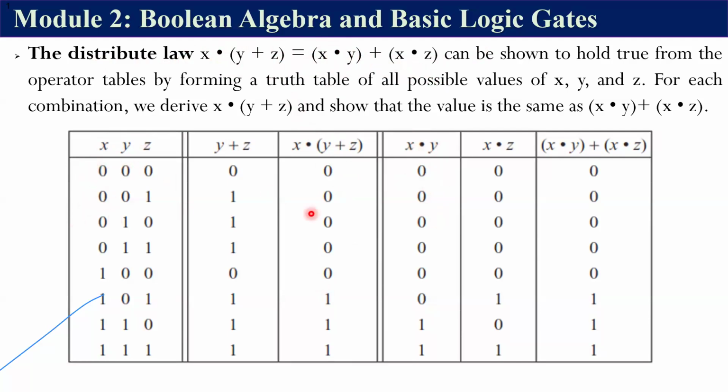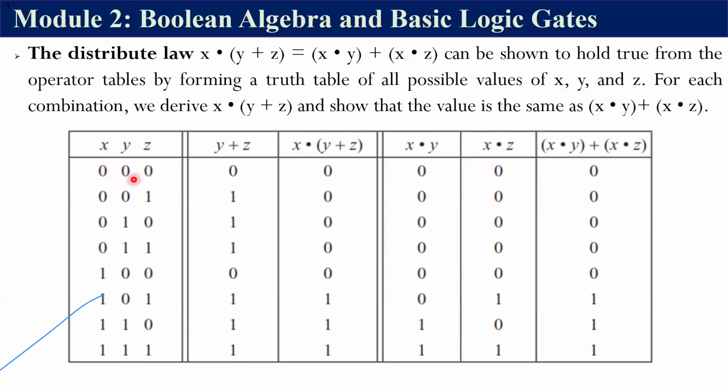0 and 0, 0. 0 and 1, 0. 1 and 0, 0. 1 and 1, 1. So we're done with that. We do x and z. This is x and z. We go ahead and do that too, and we'll report the column here. X and z. So let's start.